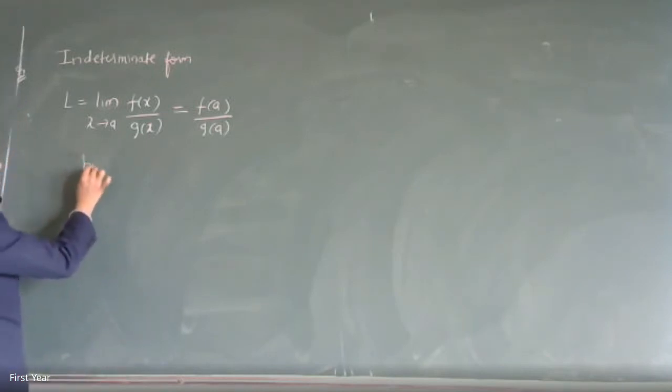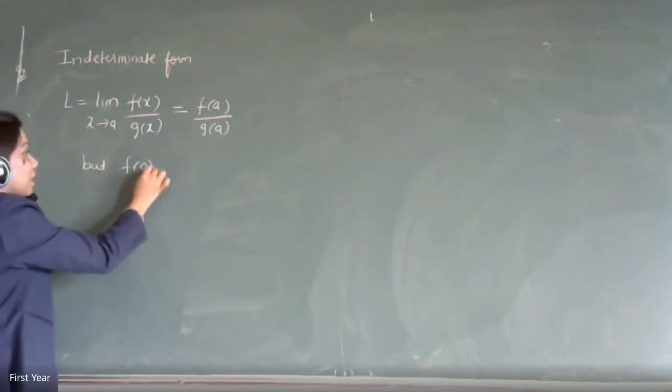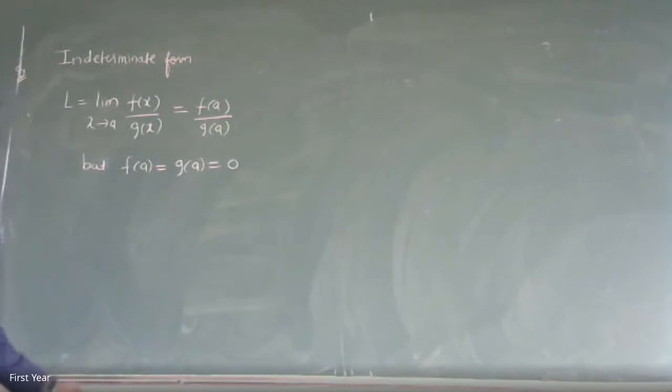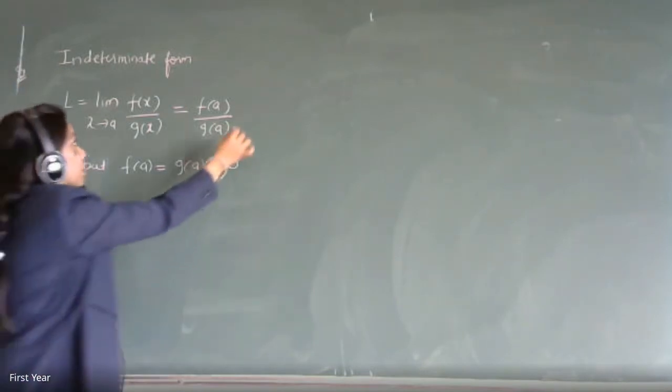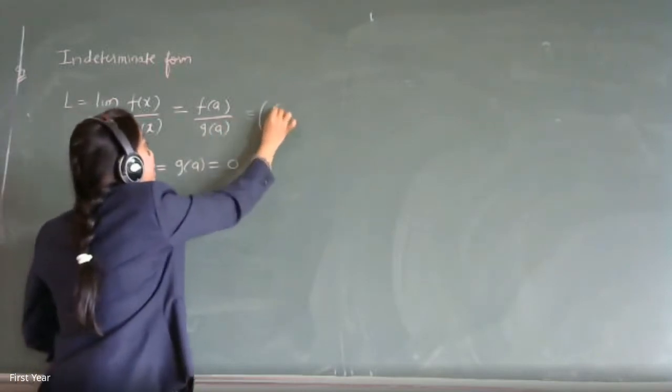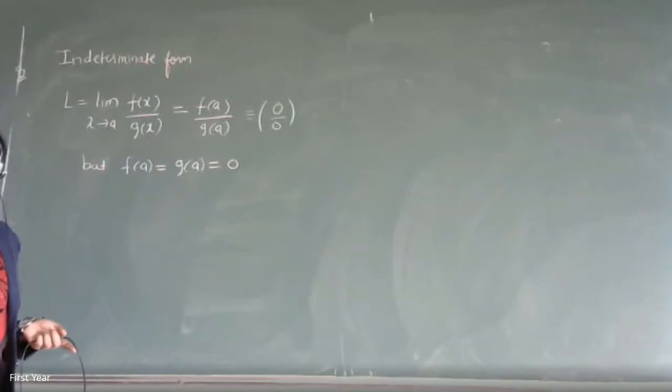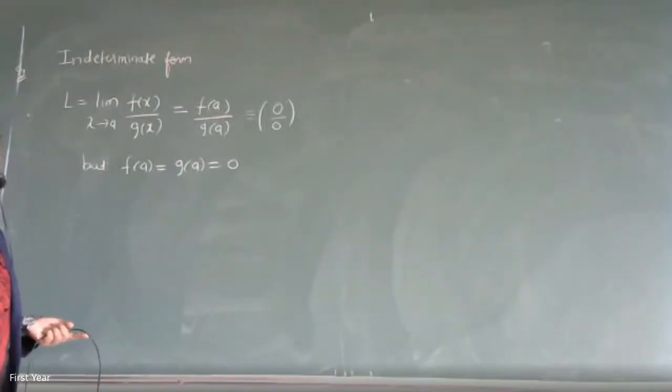But suppose f of a and g of a both are 0. F of a and g of a both are 0. Then what's the answer? It is 0 by 0 form. Numerator is 0 as well as denominator is 0. Correct? So what's the final answer? And 0 by anything is 0.